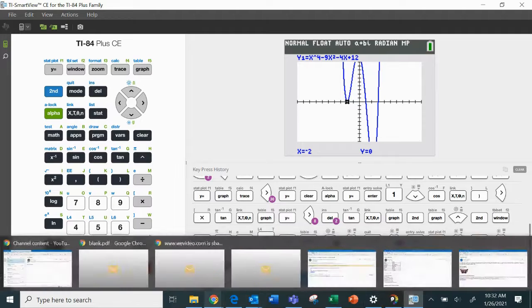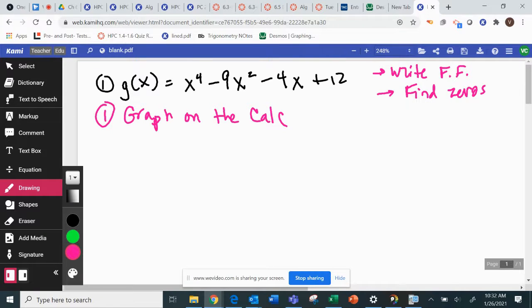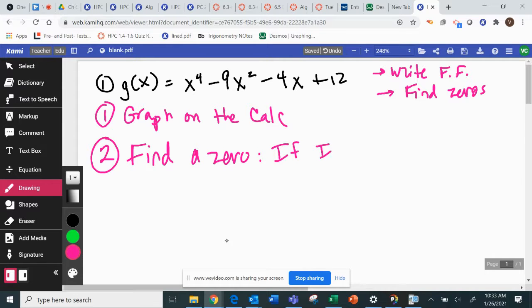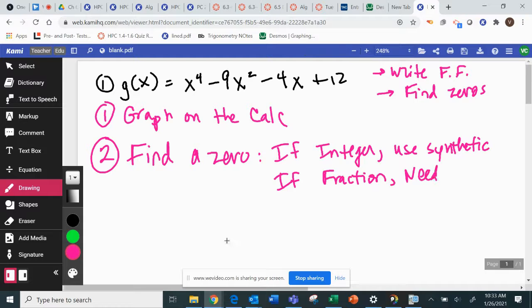So after we use our calculator, you're going to find a 0. If it's an integer, use synthetic division. If it's a fraction, you need long division.